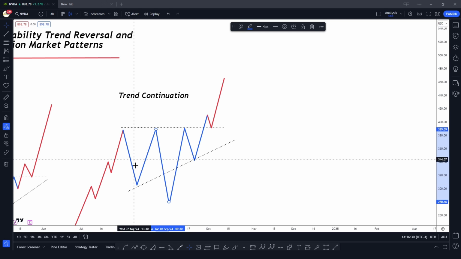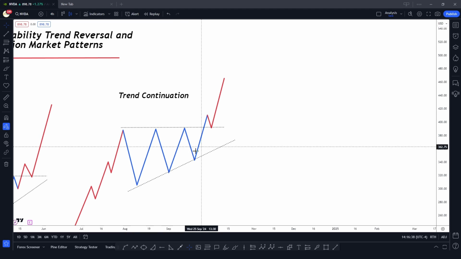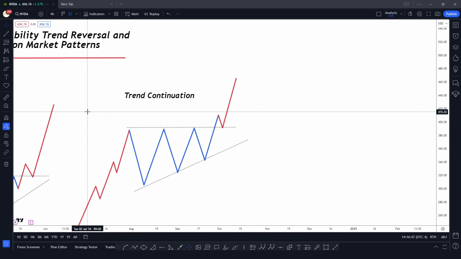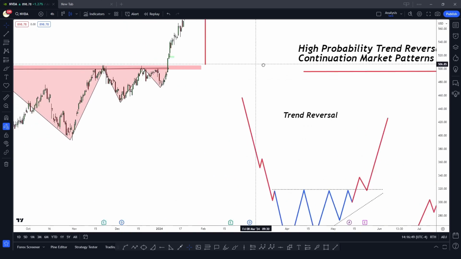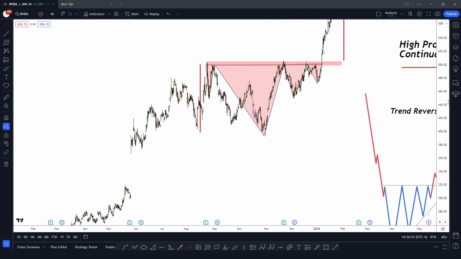But since there's no formation of this lower low, the market is still making higher lows. So that's why we know that sellers are getting weak and buyers are still holding on to that momentum. So that's why this pattern will act as our trend continuation pattern. Now let's look at an example to confirm what we have discussed is actually true.